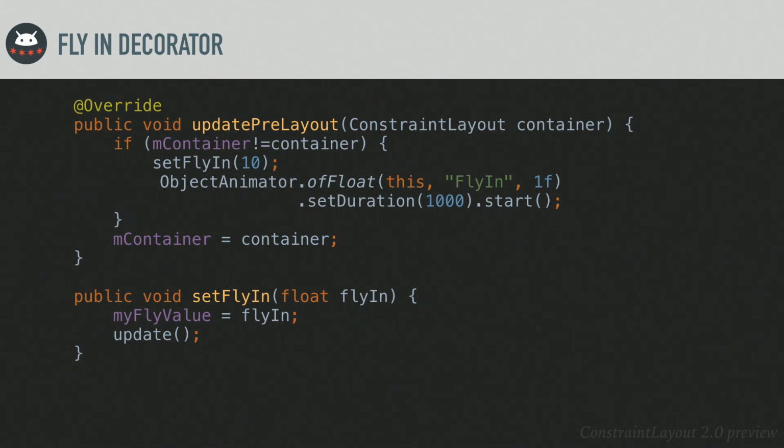And then all we do is object animator in the pre-layout. We're looking for when the container comes in for real. So what it means, when the container came in, it means you're now on the screen. So you can start your animation. And that's kind of all there is in that code.